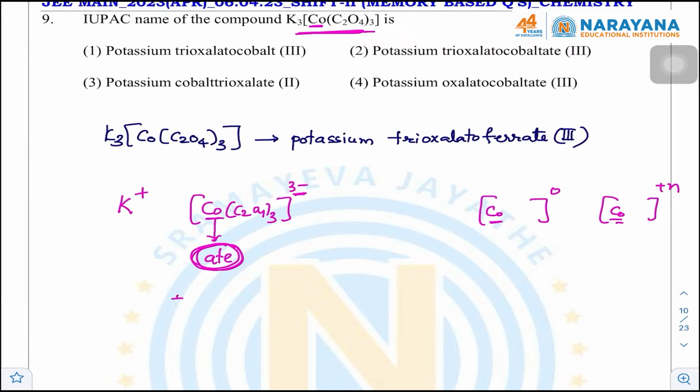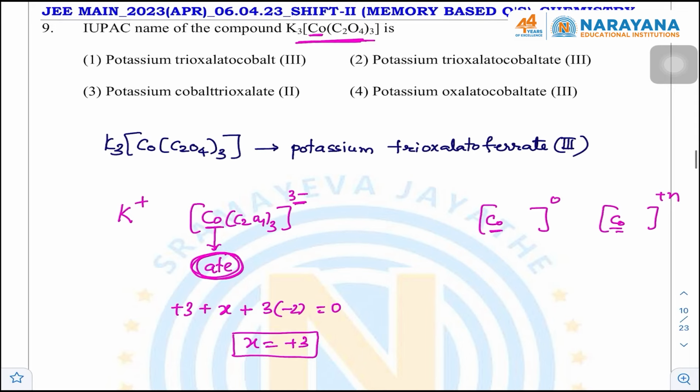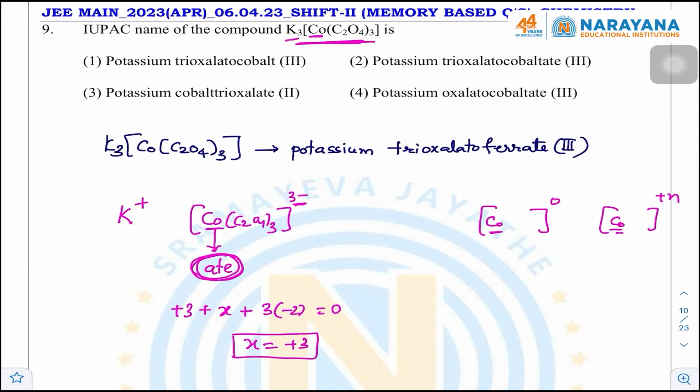Now we should calculate the oxidation state of the metal here. Potassium 3 are there, so plus 3. Cobalt is X. 3 into oxalate is minus 2. Is equal to 0, so X will be plus 3. So cobalt oxidation state is plus 3. Now what is the name here? Potassium trioxalatocobaltate. Potassium trioxalatocobaltate(III). So it's a very simple question.